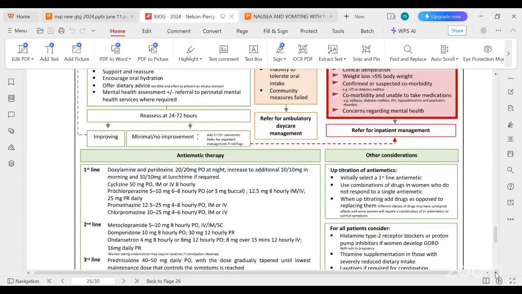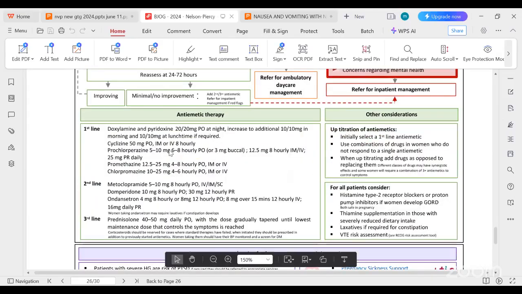So these are the antiemetics. I have explained to you how you are going to provide antiemetics. Up-titration is very important. Initially select one first-line antiemetic. Use a combination of drugs in women who do not respond to a single antiemetic. So when up-titrating, add drugs as opposed to replacing them. Different classes of drugs may have synergistic effects. So we can try the first with the second or the first with the third even. Some women will require a combination of even three or more antiemetics to control symptoms.